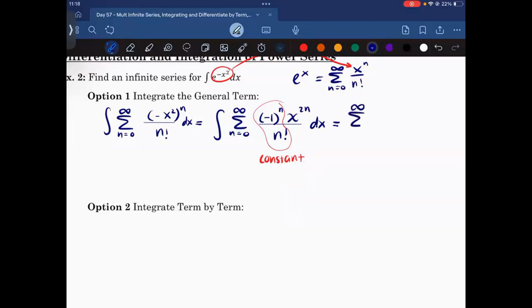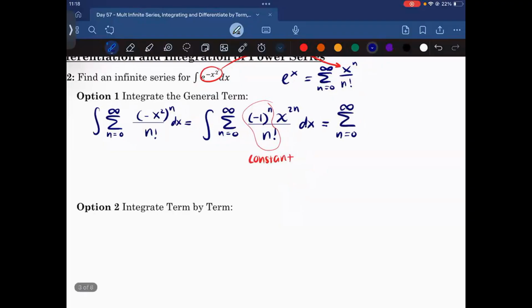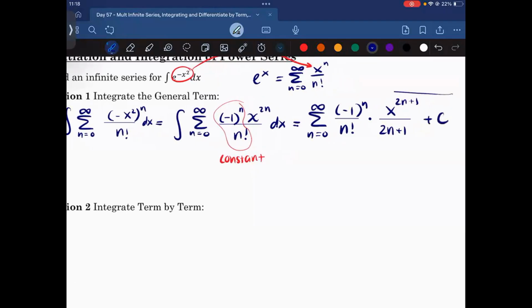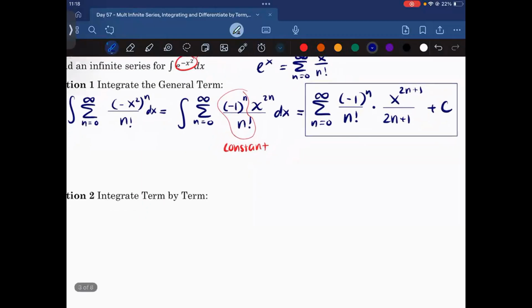So summation. I'm going to just leave the first part. And then we're going to treat this just like a normal integration: x to the 2n plus 1. Remember, n is a constant, right? It could be 2, it could be 3, whatever it is, divided by 2n plus 1. And then we do our plus c because we have no limits of integration to compare it with. So that's one way to do it.